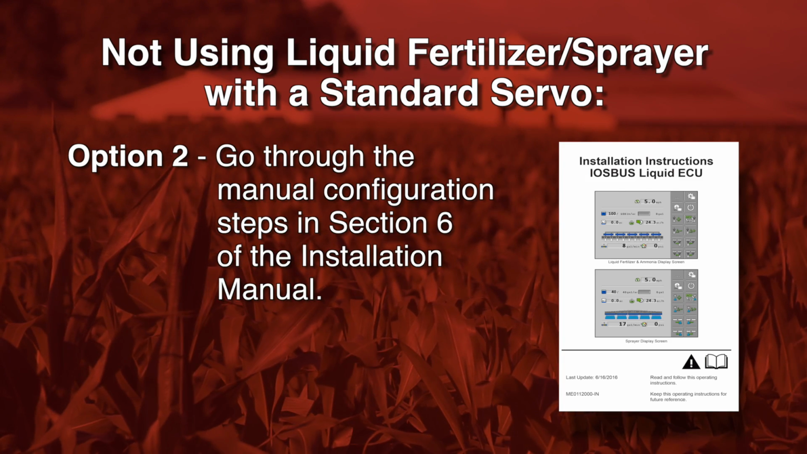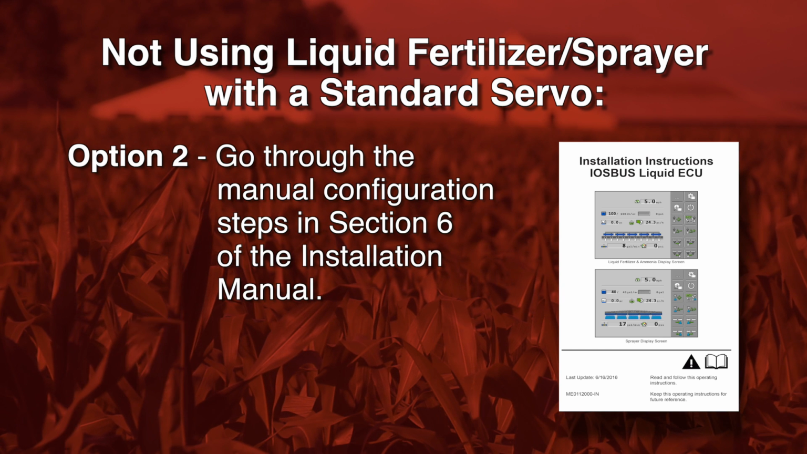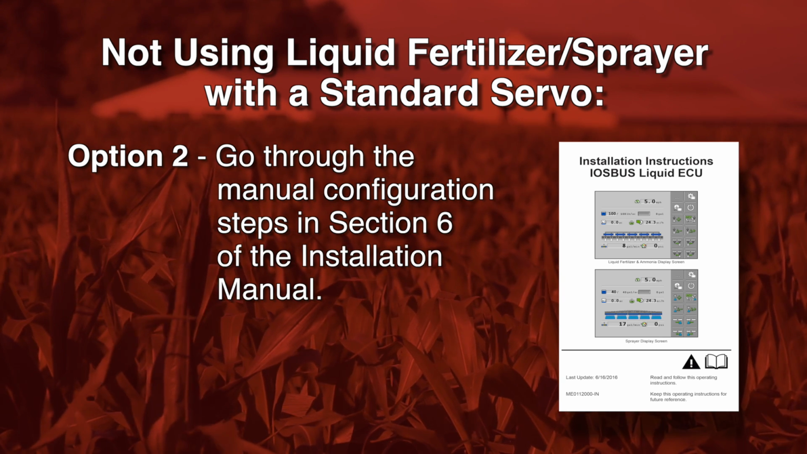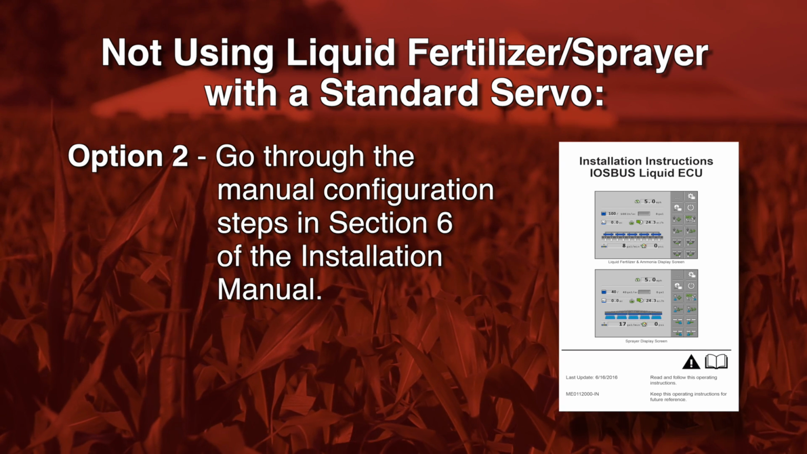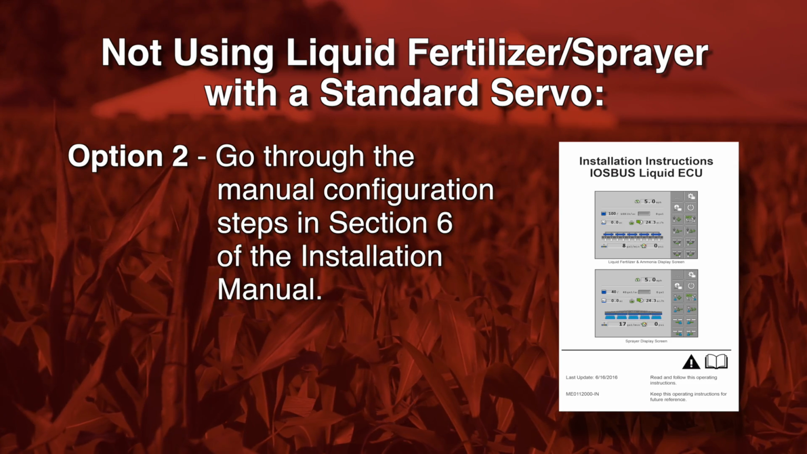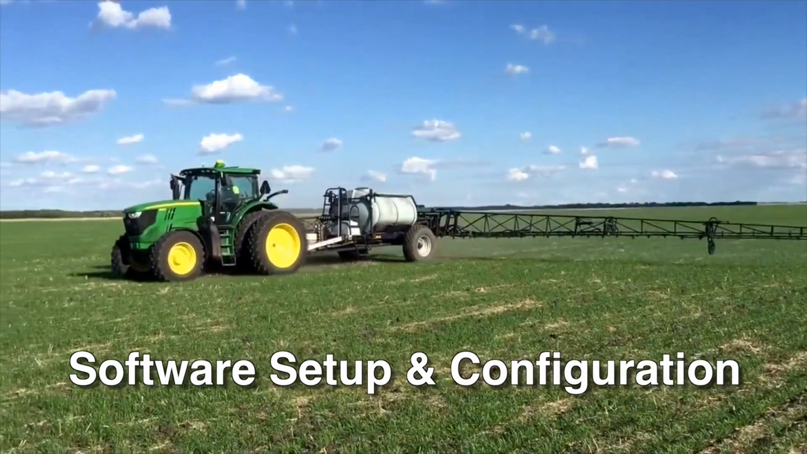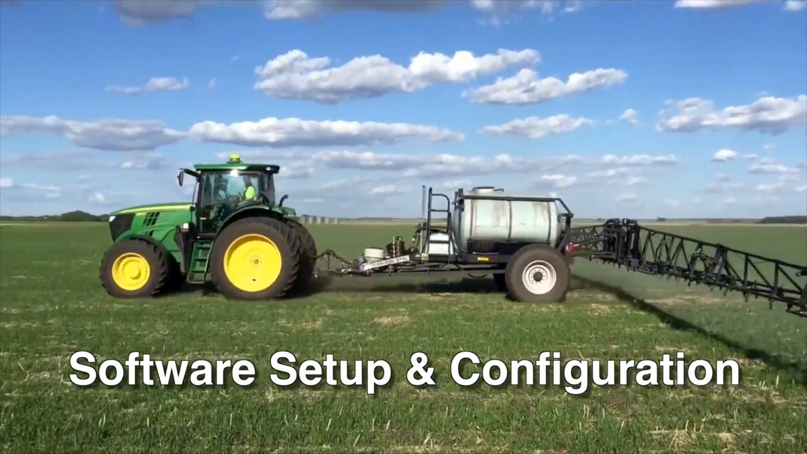If none of the pre-built profiles work for your setup, you need to choose option 2 and perform a manual configuration. Please refer to Section 6 of the Sprayer Installation Manual. This resource will provide you with step-by-step instructions for manual configuration. Once you have the correct profile chosen, you are ready to begin the configuration process to set up your sprayer.